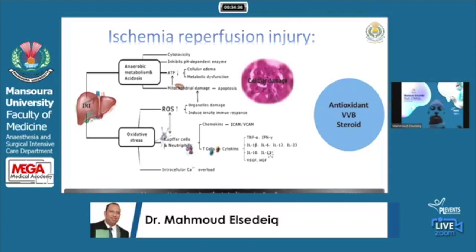To decrease the ischemia reperfusion injury, we can use steroids in our institute. Also, other trials use antioxidants such as N-acetylcysteine or mannitol to decrease the ischemia reperfusion injury. Venovenous bypass: some centers use venovenous bypass to decrease the ischemia reperfusion injury of the intestine.